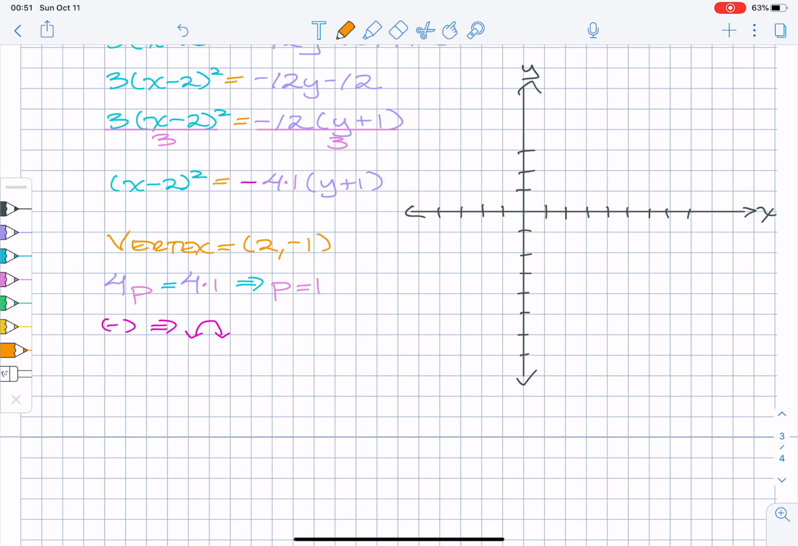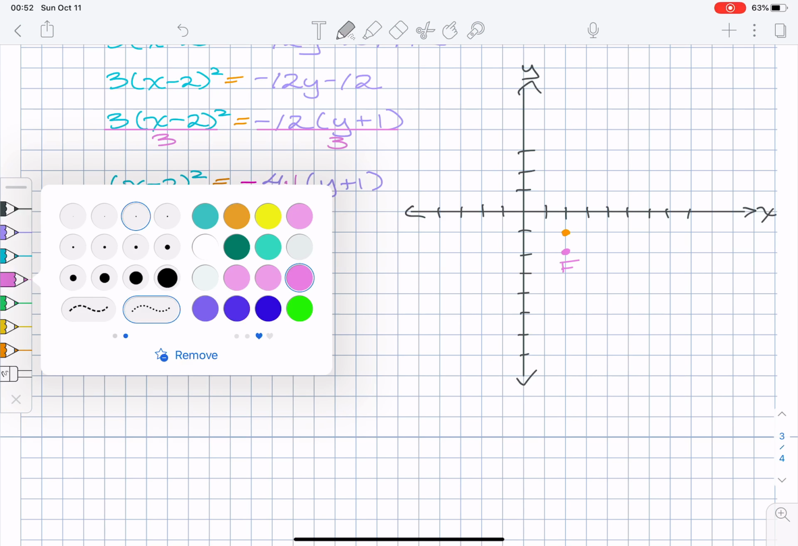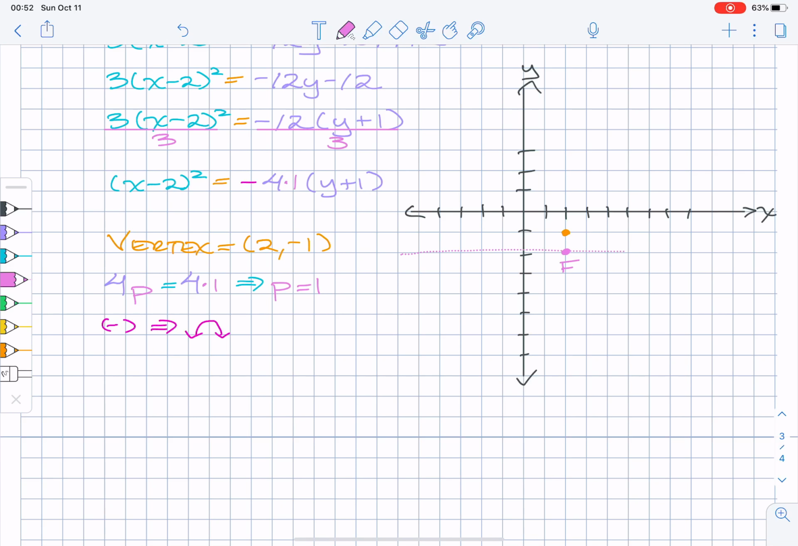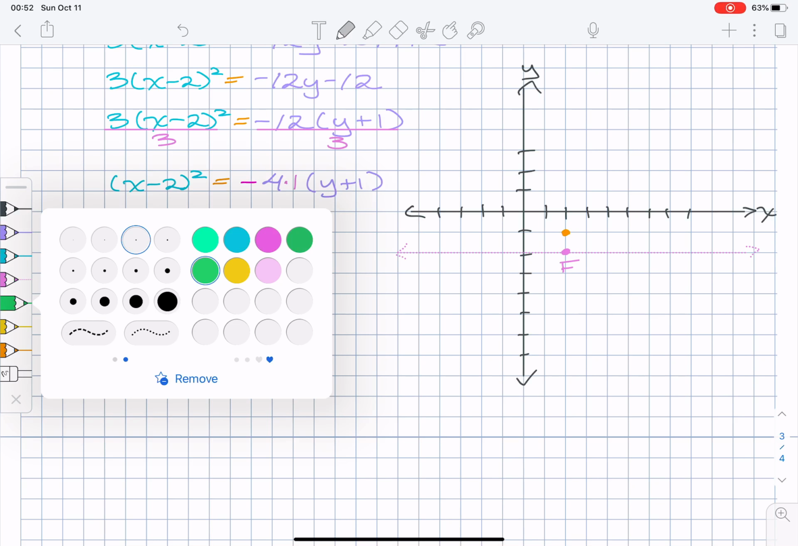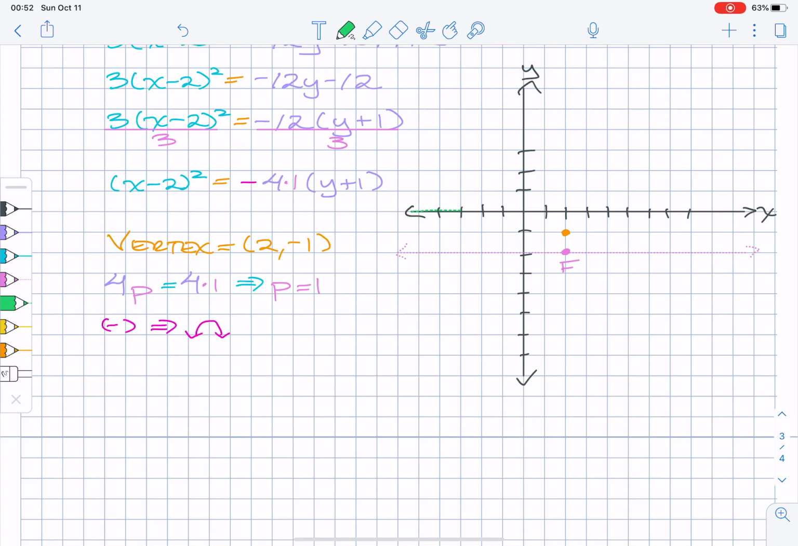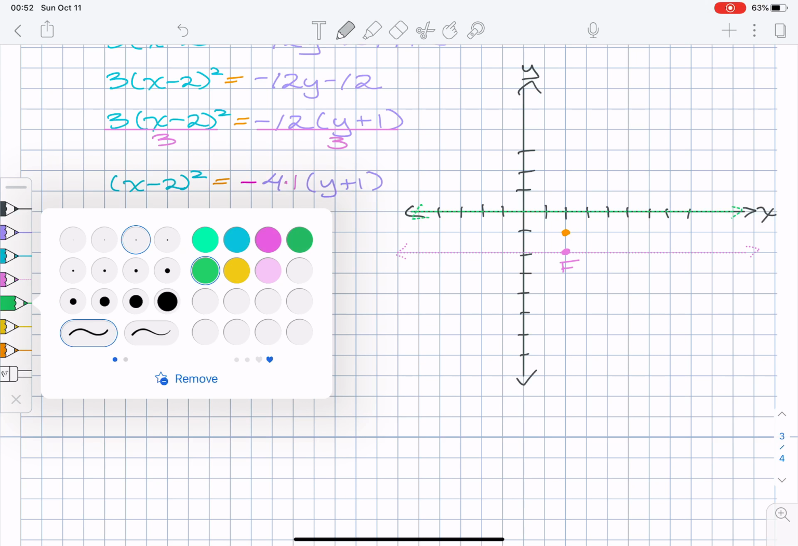Okay. So 2 comma negative 1 is my vertex. I know my focus will be 1 away. And I know that there will be a line through that focus, the latus rectum. I know my directrix is also 1 away, but in the opposite direction. So the directrix is actually the x-axis in this case.